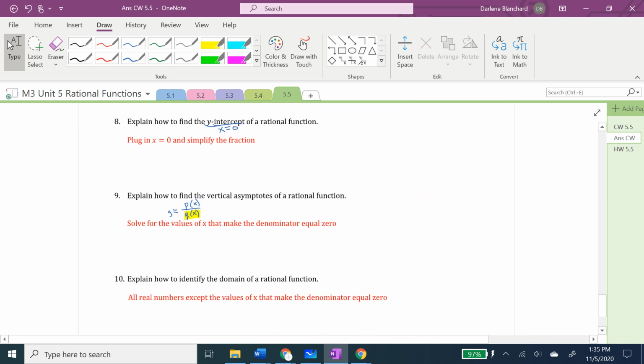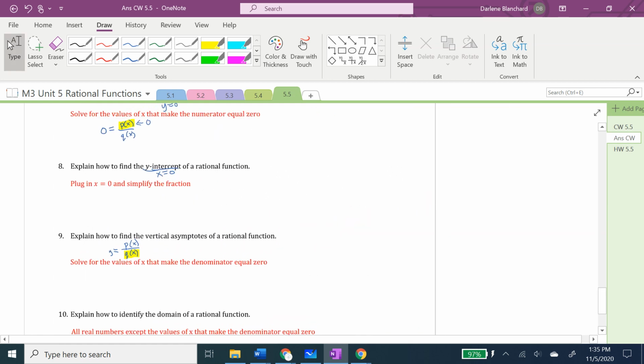But those are the two big things that I really want to point out to you: what it means when the numerator is 0, and what it means when the denominator is 0. And I'm going to avoid giving you the situation where they are both equal to 0 because that's a different scenario.